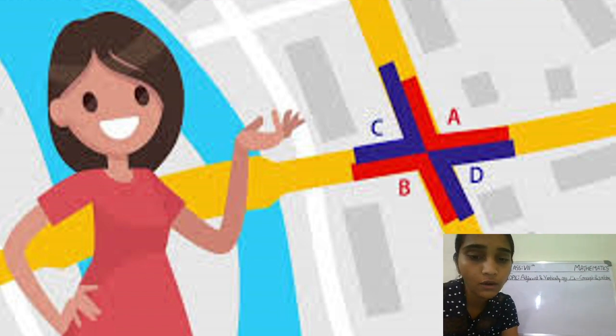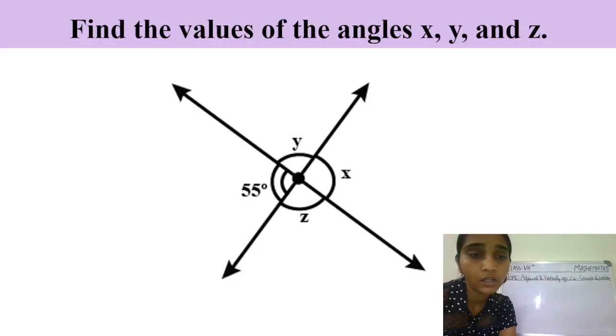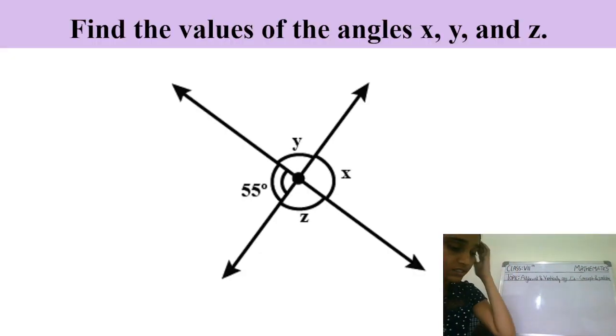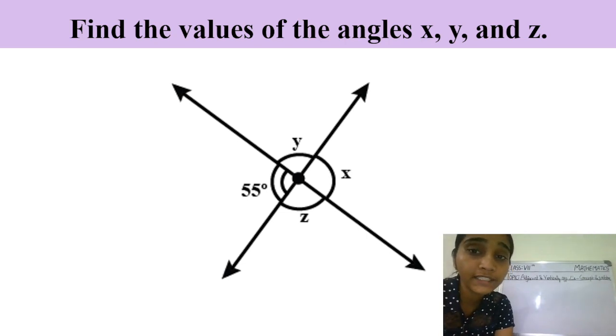Very good, students. So now what we are going to do is see the applications or the problems based on these adjacent and vertically opposite angles. So what is the question written in front of you, which we have to do? Yes, we just need to find the values of the angles X, Y and Z. One angle is already given to us. Which is that? Yes, 55° is given to us.